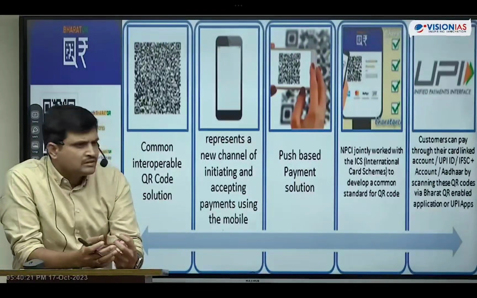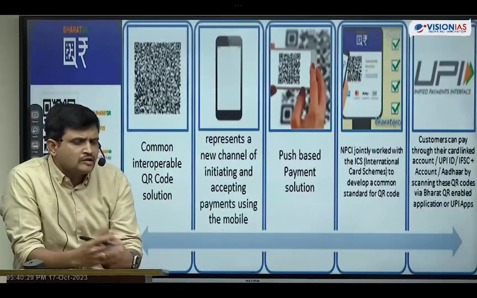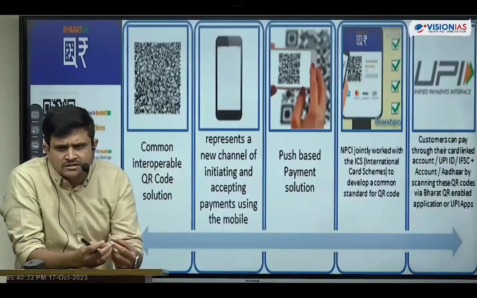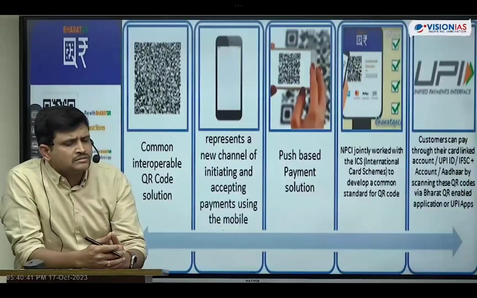Okay, now the next one is the BHIM app, that is, the QR code. What is the difference between a normal barcode and this QR code? A normal barcode can only hold about 20 digits, meaning coding can be done up to 20 digits only. But here, coding can be done up to 7,000 digits. So there is much more flexibility.